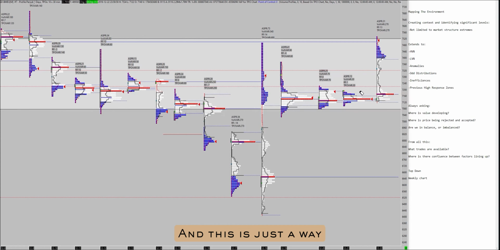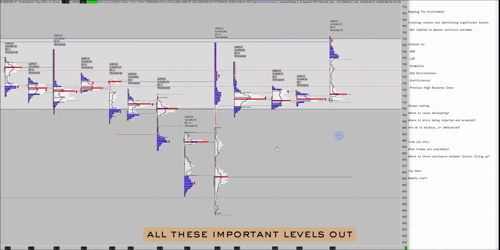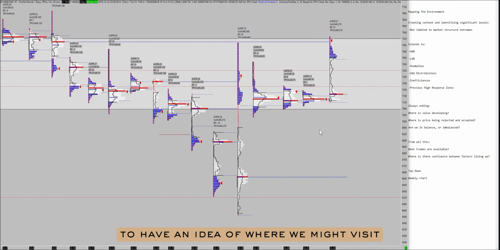And this is just a way that you need to be looking at the market. You need to be looking at it from the higher time frame down to the lower time frame, and mapping all of these considerations out, all of these important levels out, to have an idea of where we might visit, what we need to hold, what we cannot lose, and so forth.